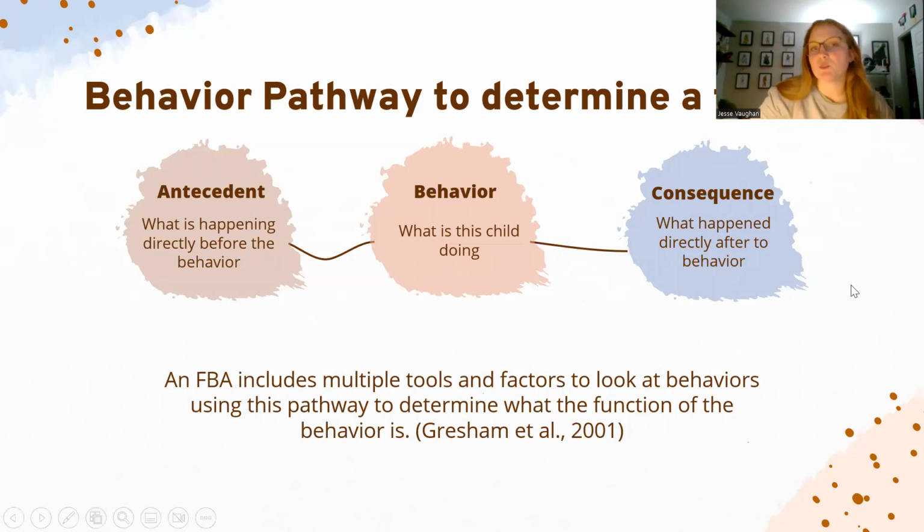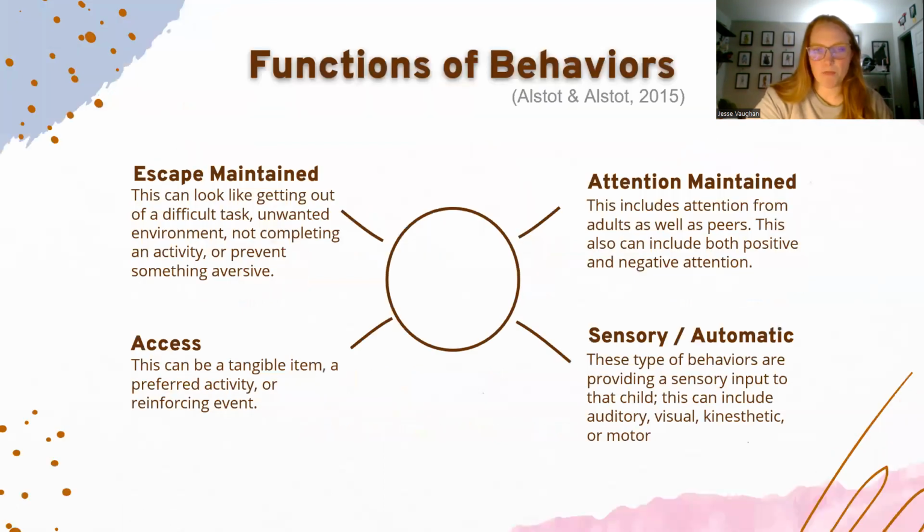An FBA uses multiple tools and factors to look at the behaviors using this pathway to determine what the function of behavior is. So along with the ABC data, antecedent, behavior, and consequence data, they also use interviews and discussions that I will touch base on later in this presentation. So after you collected enough evidence and data for what the behaviors look like and what's happening before and after, you can come to the conclusion on what is the function of the behavior, or what is the behavior stemming from, and why might it be happening.